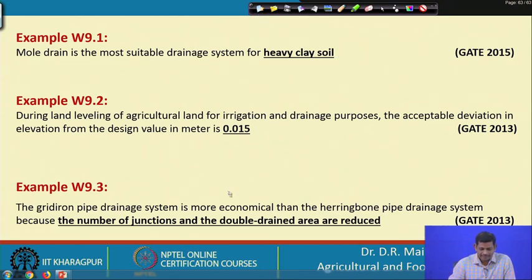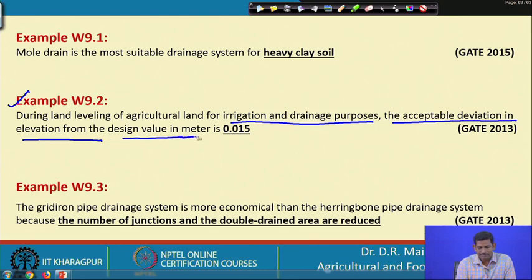And in example 2, during land leveling of agricultural land for irrigation and drainage purposes, the acceptable deviation in elevation from the design value, in meters, is 0.015, or 1.5%. So, just remember this.